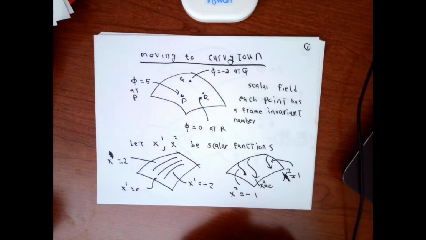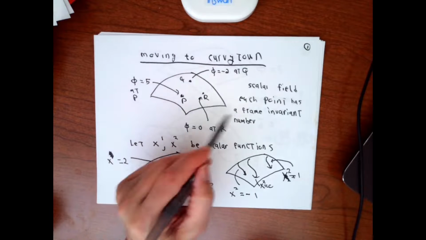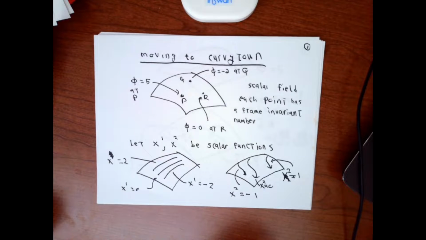We no longer have a flat space or a flat surface. We have some sort of curved arrangement. The thought is that we have points within this curved surface. A scalar field is a function that for each point of the surface gives you a number back, a frame invariant number, no coordinates needed.